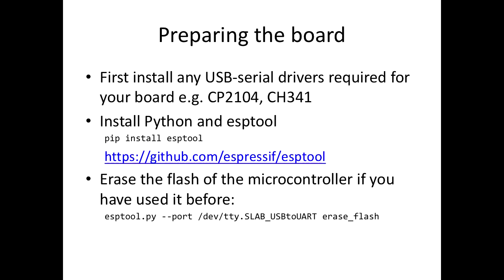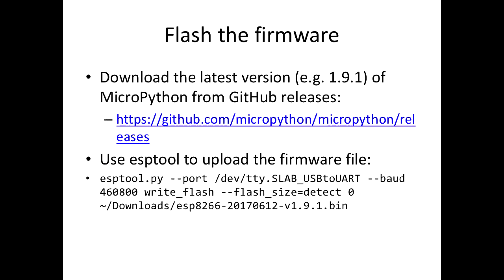You pretty much just install whatever drivers you need to talk to the board, USB serial drivers. Make sure you've got the ESP tool installed on your system. And then you can use that ESP tool to erase the flash if you've used it before. I quite often recycle these from various projects, so they might have had some Arduino IDE code on them, or the Lua NodeMCU environment. So erase the flash to make sure everything's nice and clean, and then upload the latest version of MicroPython, which you can download from the GitHub releases pages. So yeah, really simple. Once you've done that, you're pretty much ready to go.